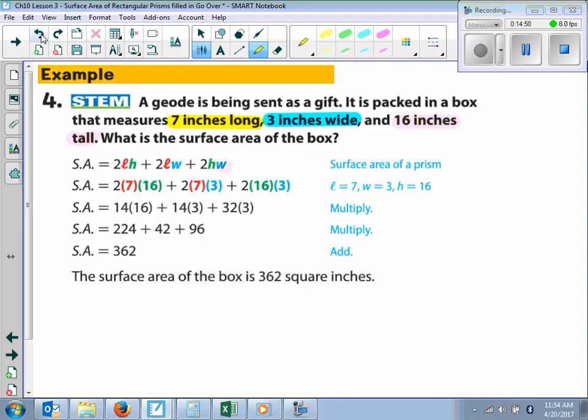There's my formula, and all I have to do now is substitute the numbers for the length, the width, and the height. Is everybody clear? So once we do that, this second line is what we get right here. Then we simplify and then add them all together to get our total surface area, which is 362 square inches.